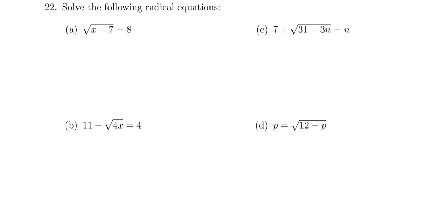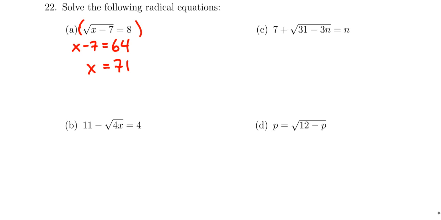First question wants me to solve the following radical equations, so we'll go through this fairly quickly. For this first one, what we need to do is get rid of that square root. To do that, I'm going to square both sides. What that does on the left-hand side is get rid of the square root. But on the right-hand side, that's going to convert that 8 to a 64. Then I'm simply going to add the 7 to both sides, and that's going to get me that x is equal to 71. There you go.